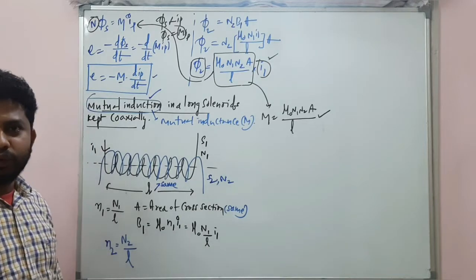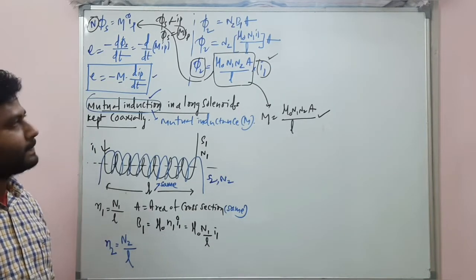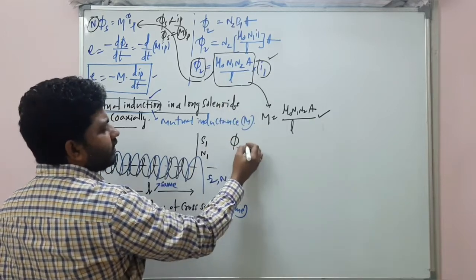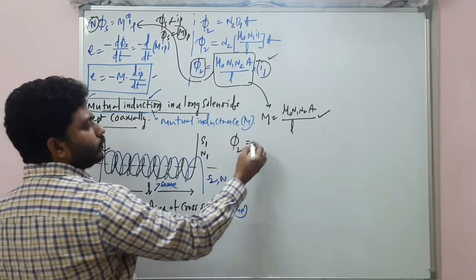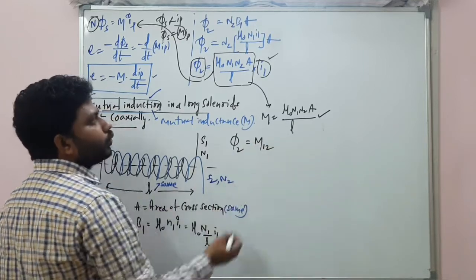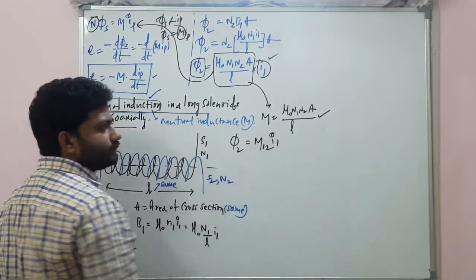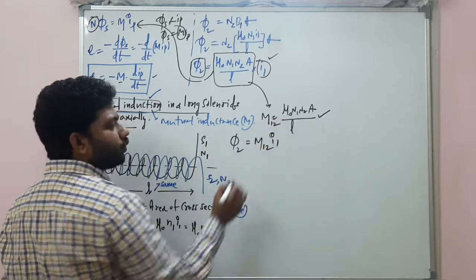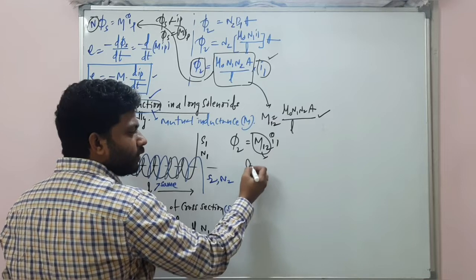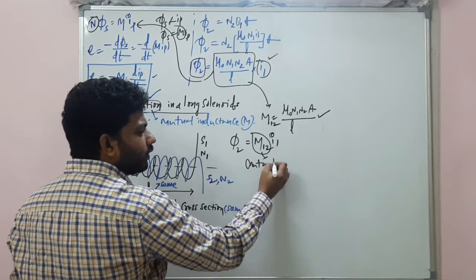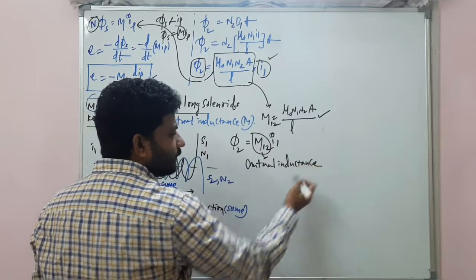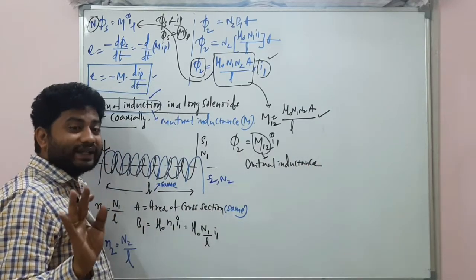I'll tell you one more important thing here. Listen. This is the expression. I can also write phi 2 is equal to M12 into I1. Right? This is M12. What is M12? Let me write this: M12, mutual inductance.